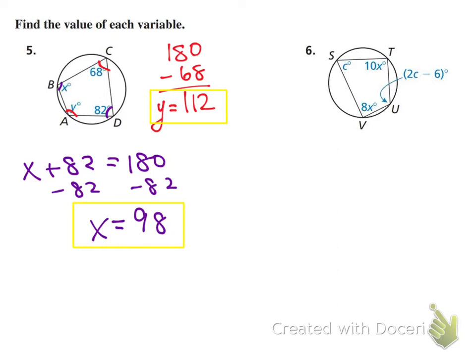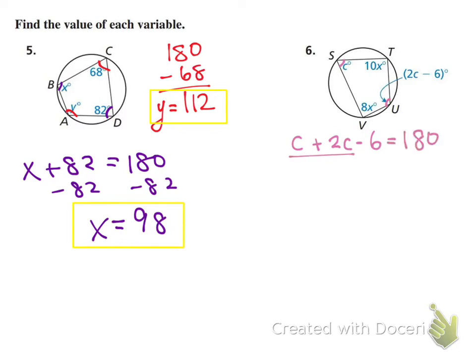In the last question, you have to make an equation. Do you want to find x or c first? C is fine. They're opposite of each other, right? So what do we know about the angles that are opposite each other? They add up to 180. So that's what we do. C plus 2c minus 6 equals 180.